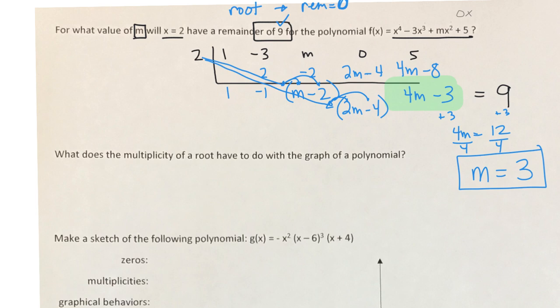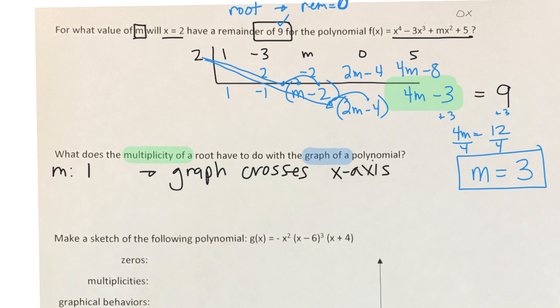Okay, what does the multiplicity of a root have to do with the graph of a polynomial? Right, there's a poster that you guys have seen for weeks, maybe more than 1 week, but there's 3 different types of multiplicities. There's a multiplicity of 1, where your graph crosses the x-axis normally, right? Kind of vertically at a normal rate. What you usually see, okay? Normal graphing.